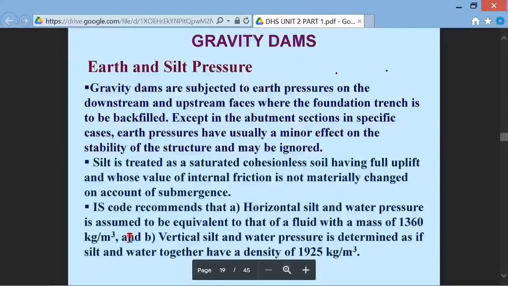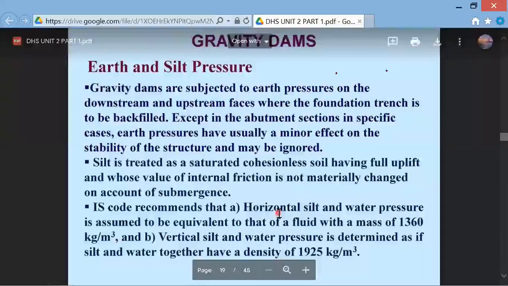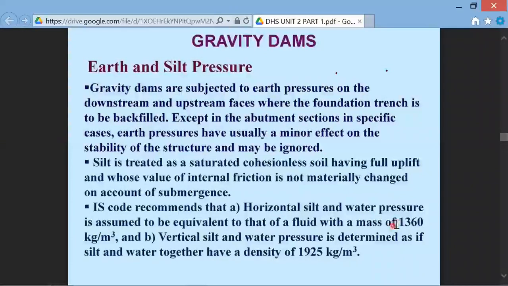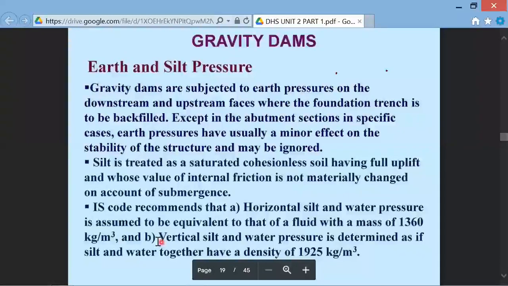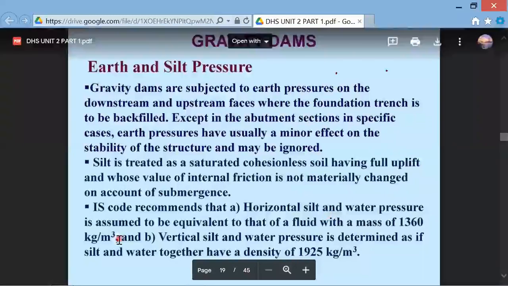Means the mass density of your silt is considered 1.36 times that of the water. Why is it 1.36 times? It is 1360 kg per meter cube. The value is given, and this much value you can consider. Because the water is also present, mud is also present, sand is also present, gravel is also present, and the combined weight of all these things will be 1360 kg per meter cube.